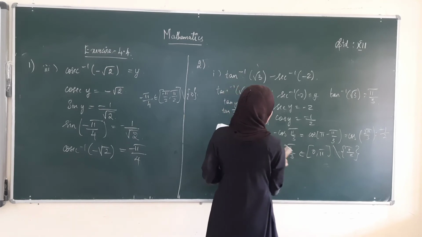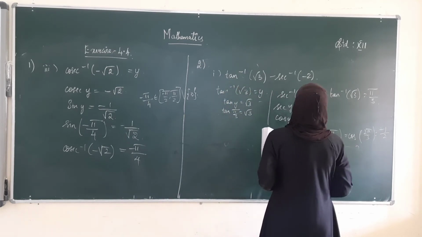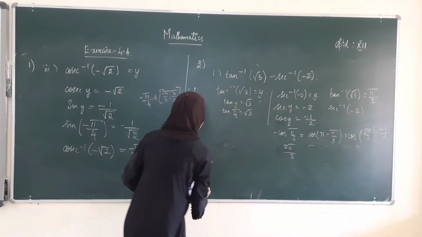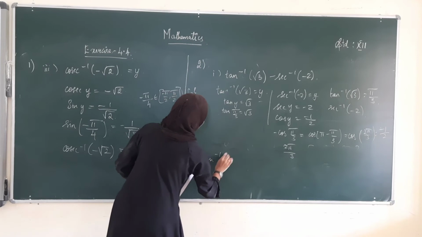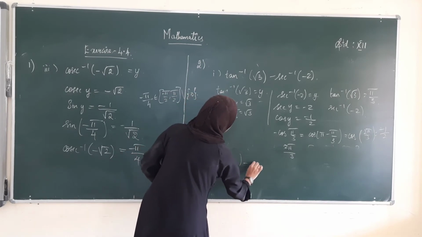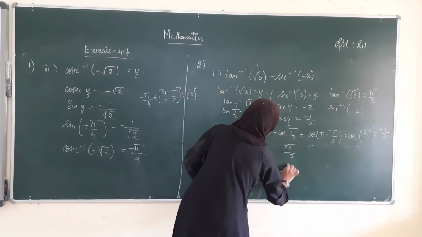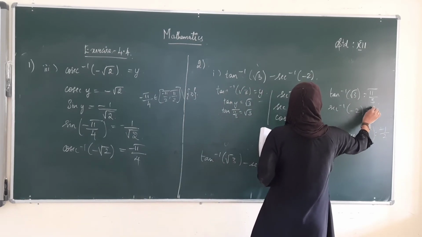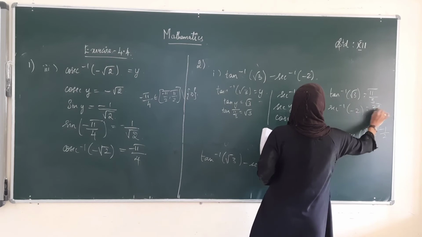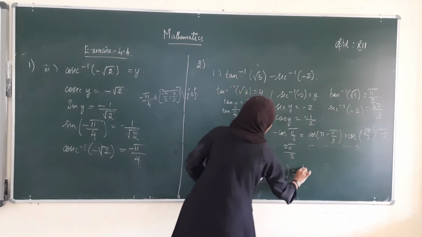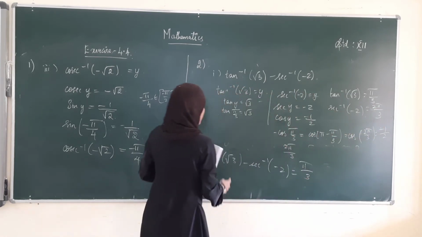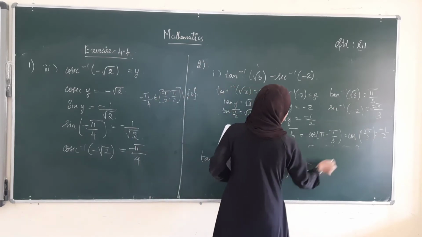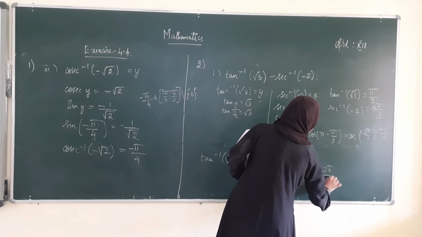Therefore, the value is 2 pi divided by 3 for secant inverse of minus 2. Therefore, the question is tan inverse of root 3 minus secant inverse of minus 2. What are the values? The first one, tan inverse of root 3, is pi by 3. Minus secant inverse of minus 2, whose value is 2 pi by 3.